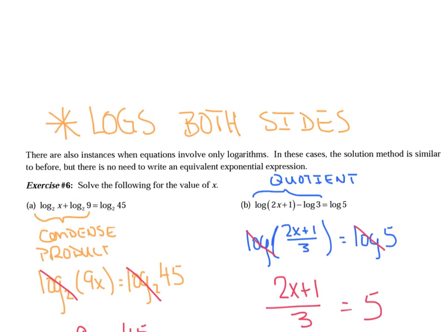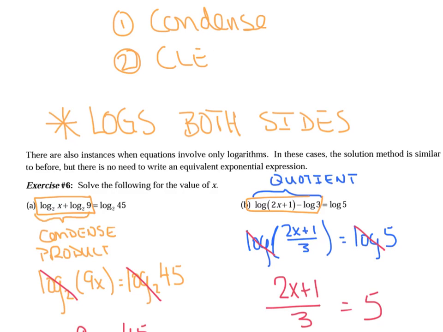So basically, let's summarize that. What do I do if I have logs on both sides? Step number 1, condense each side as necessary. In ours, it was only necessary to condense one of the sides. We didn't have to worry about the other side because there's only one log over there. And number 2, we're going to then clear all the logs, and just set their inner functions equal to each other.